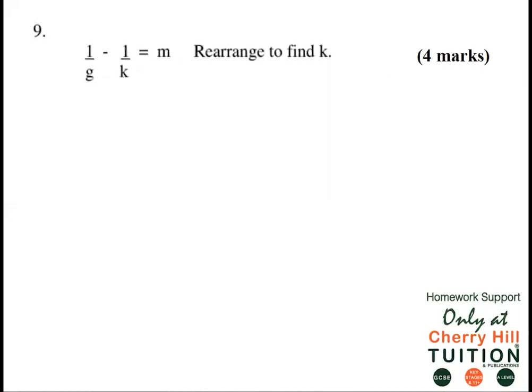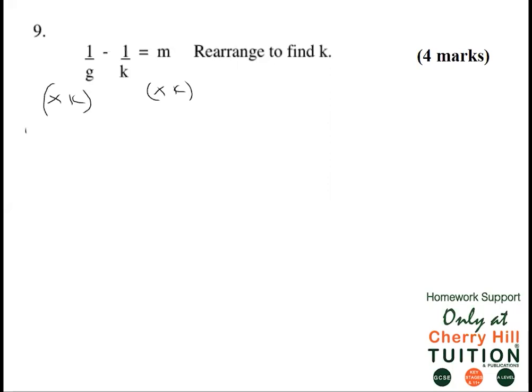So question 9, we have 1 over g minus 1 over k is equal to m. Now, the first thing we need to do is bring the k to the top, because we're making this the subject. Whatever we're rearranging for has to be at the top and cannot be in the denominator. Right now we are dividing by k. In order to bring this to the top, we need to do the opposite, which is multiply by k, and we do this on both sides.